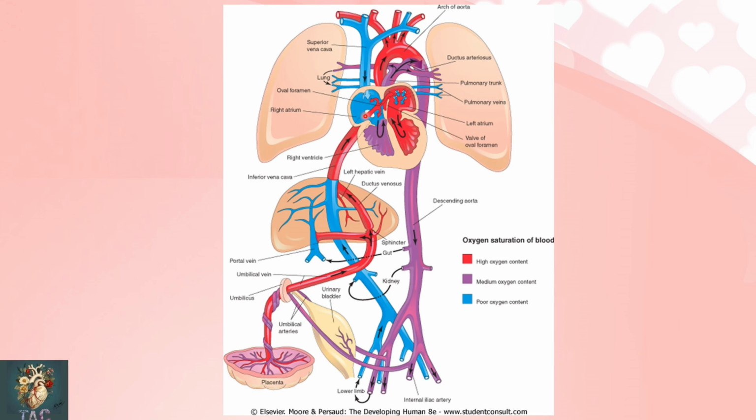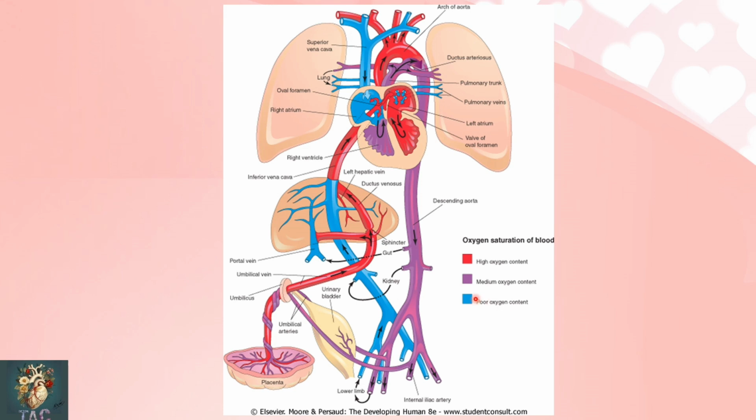It enters from the right atrium into the left atrium, and then through the pulmonary vessels, through the ductus arteriosus, into the arch of the aorta. So here major mixing of the blood occurs, and this mixed blood then passes through the descending aorta and is distributed into different parts of the body, and then it returns back through the umbilical arteries into the placenta for oxygenation. The colors show: red shows the fully, highly oxygenated blood, purple shows medium oxygenated blood, and blue shows the poorly oxygenated blood.